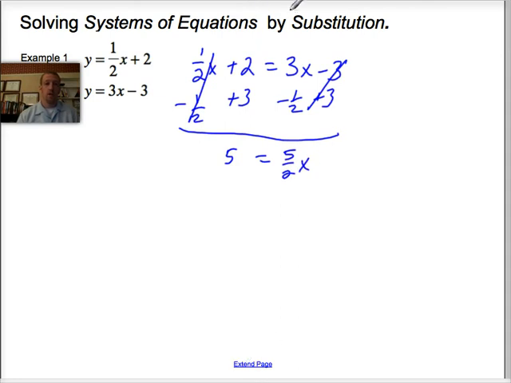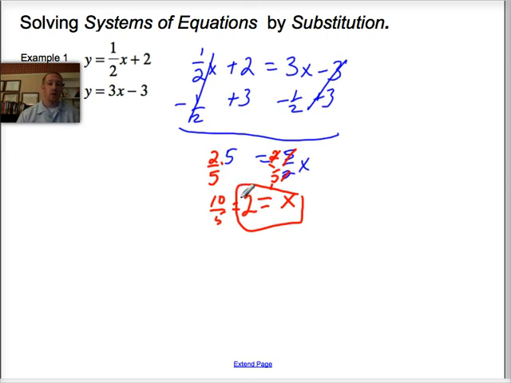So remember when we are adding fractions, you need a common denominator. That's what we did there. Multiply by the reciprocal, and that reduces to just x equals 2 times 5 is 10 over 5 equals 2. So x equals 2. Now that we know x, we plug it back into the original equation, and we get y equals 1/2 times 2 plus 2, which equals 1 plus 2, which equals 3.